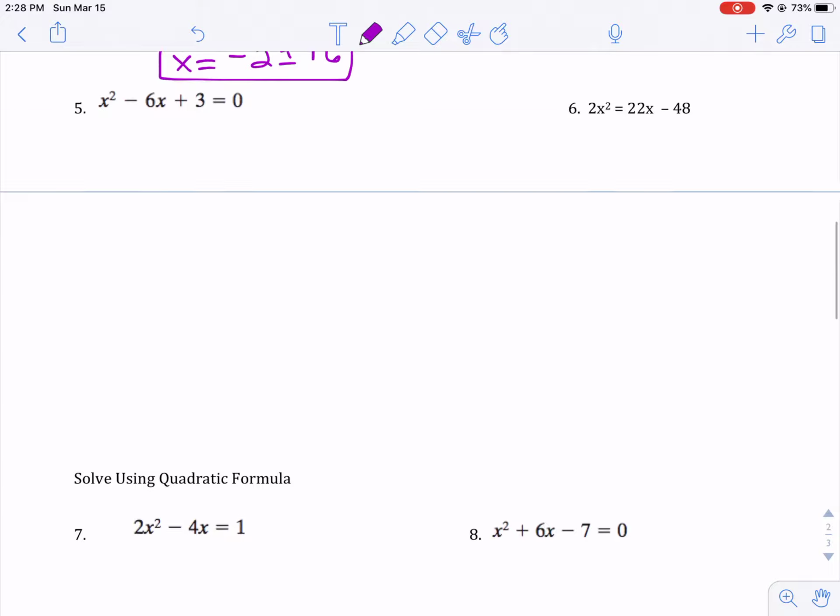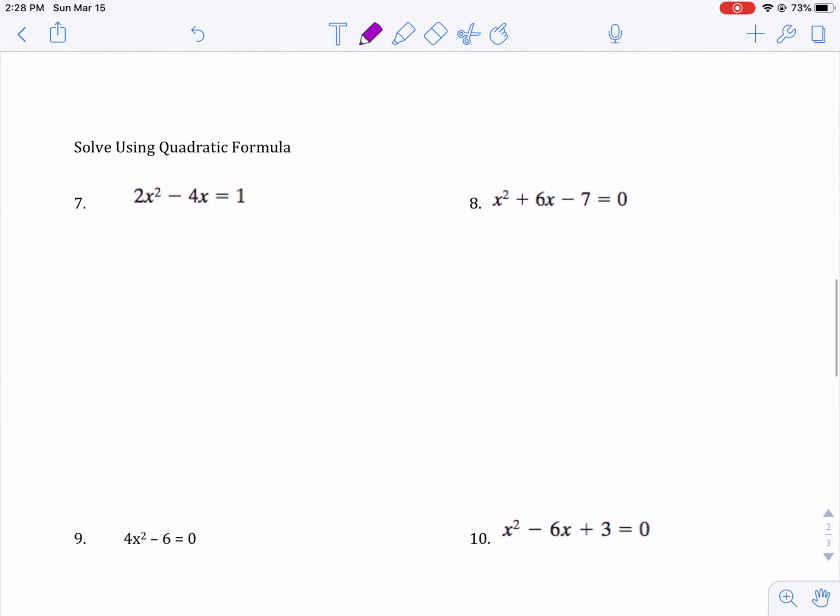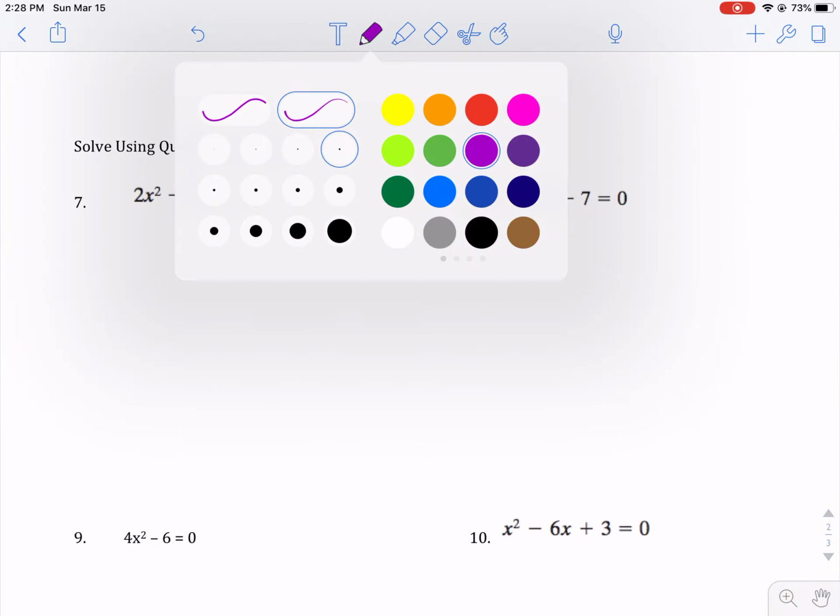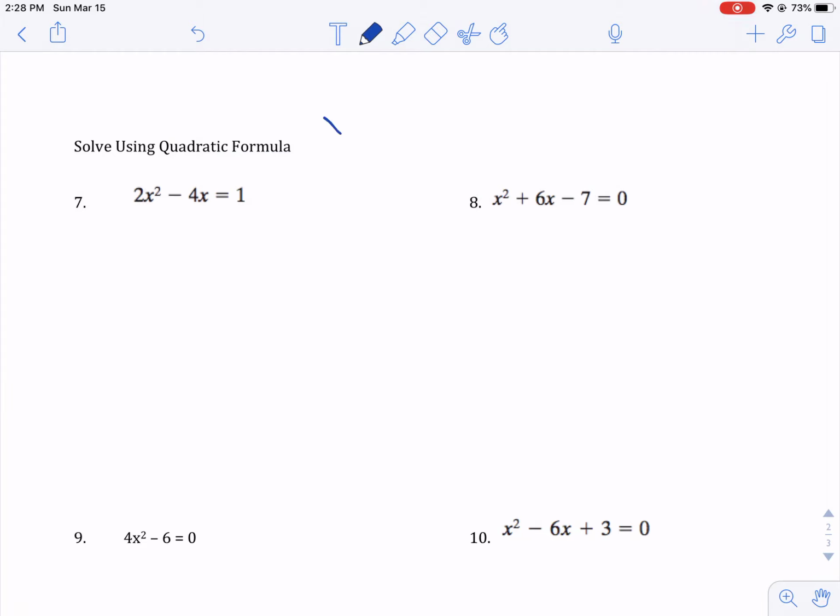All right. Next, solve using quadratic formula. This tends to be everybody's favorite. The quadratic formula is on your formula sheet, which you all should have a copy of. Okay, so I'll write it here.